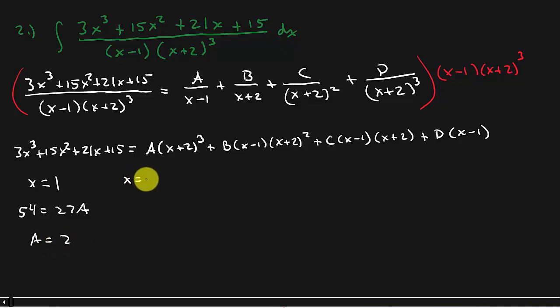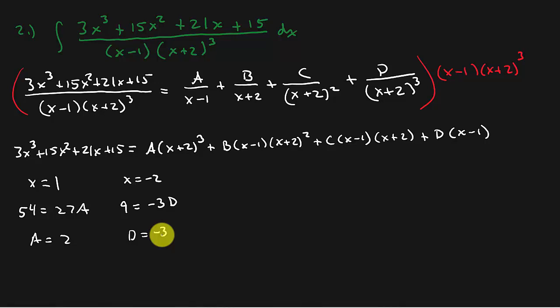And then I can let x equal negative 2. And that's going to give me 9 equals negative 3d. Okay, I'm just plugging the negative 2 in. Okay, see, it's knocking out all these, and that'll be negative 3. And when I plug the negative 2 into here, I get 9. So that's going to be d equals negative 3. All right, so now here's where we have a problem.